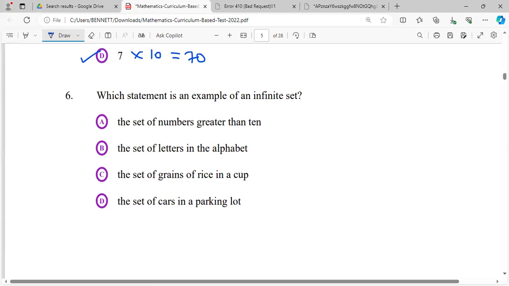So it says, which statement is an example of an infinite set? The set of numbers greater than 10, the set of letters in the alphabet, the set of grains of rice in a cup, the set of cars in a parking lot. A, sir, because there are multiple numbers greater than 10. I agree. Yeah. All right, suppose then we say the set of grains of rice in a bag. Would that be? Sir, no, sir, because it could be counted.